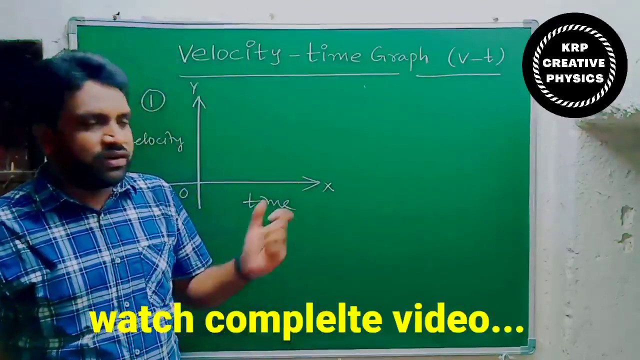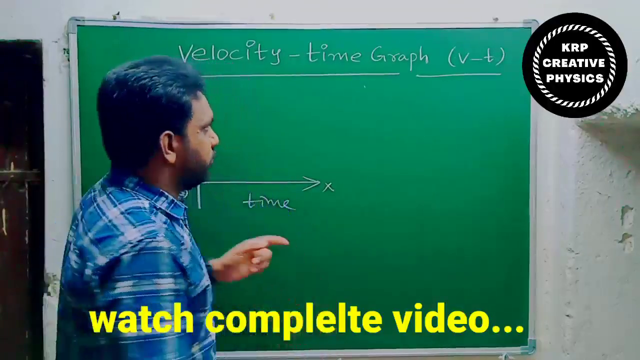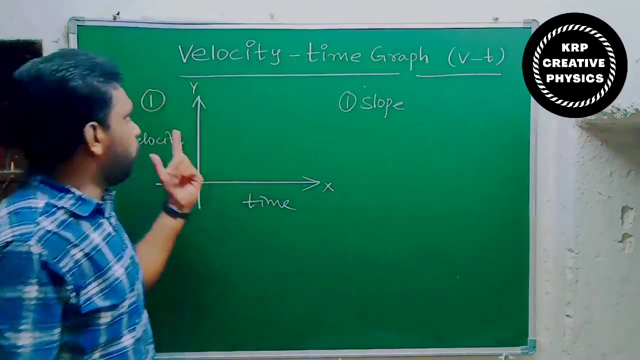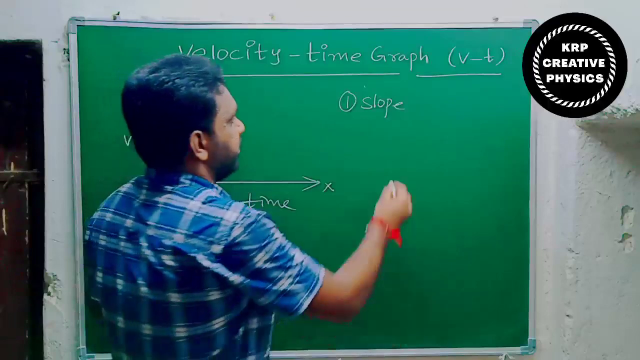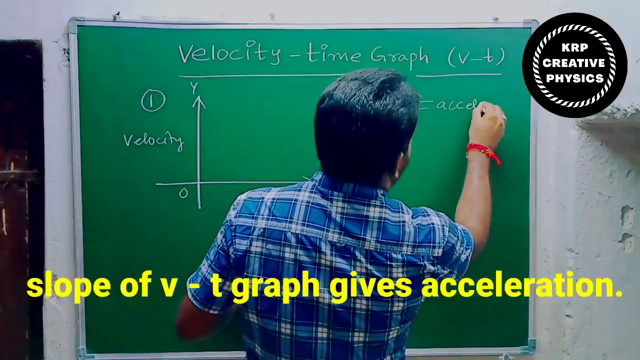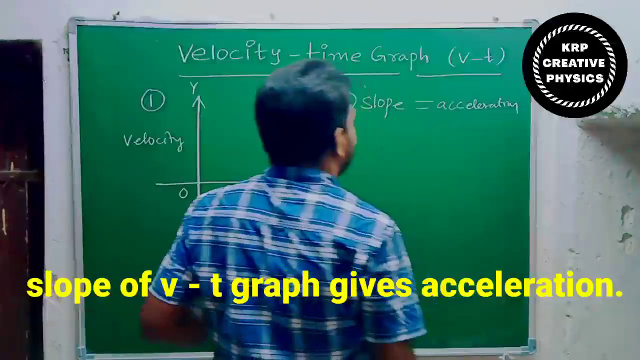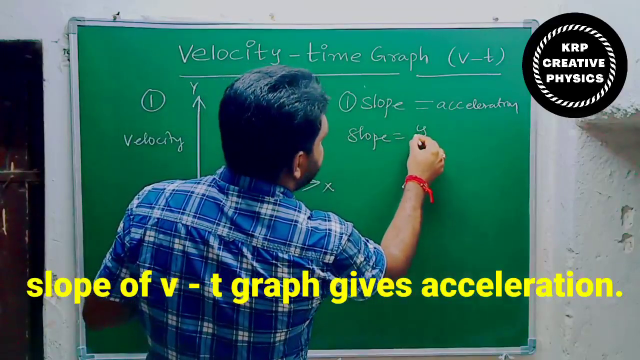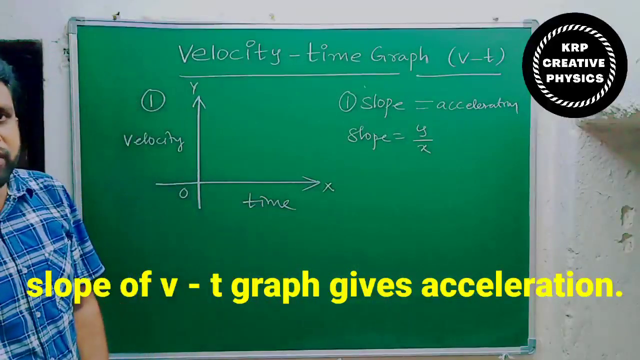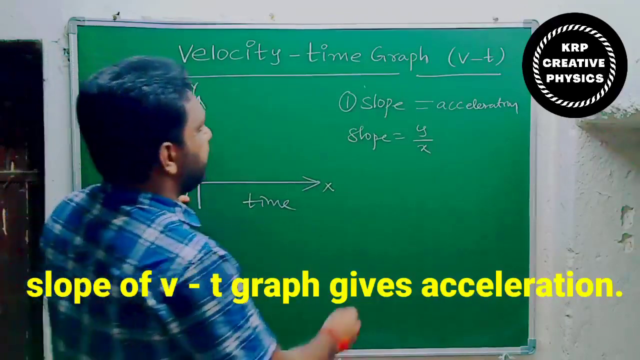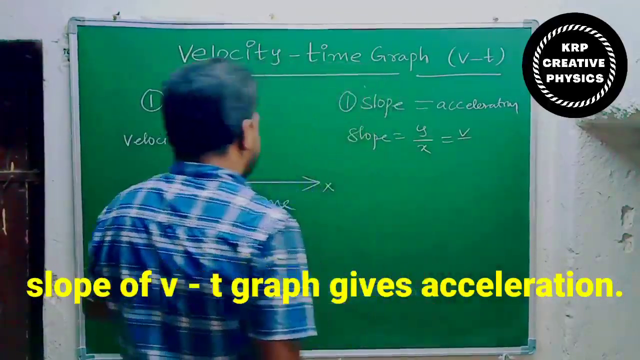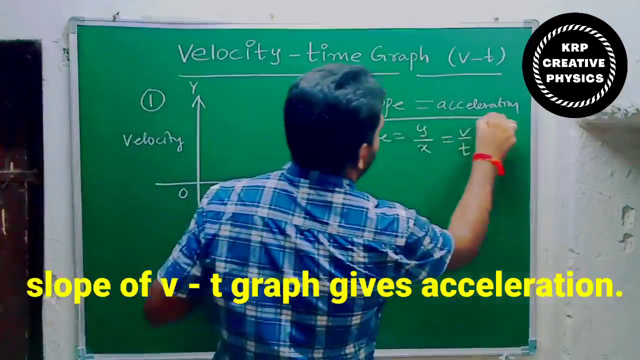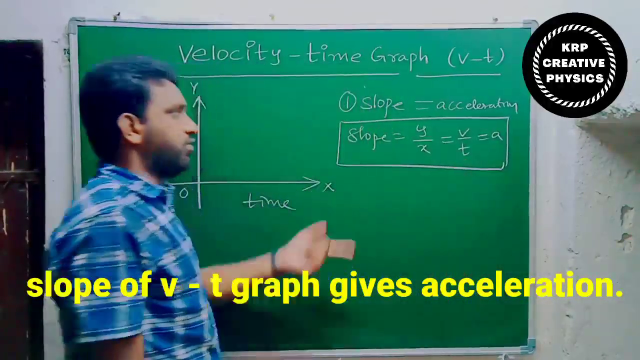With the help of this velocity time graph, we can find two quantities. The first one is slope. If we find the slope of this velocity time graph, we will get acceleration. The slope of the velocity time graph is equal to acceleration. Why? Because, as you know, slope equals y-axis reading by x-axis reading. What is the y-axis reading here? Velocity. What is the x-axis reading here? Time. So velocity by time equals acceleration. In this way, the slope of the velocity time graph gives acceleration.